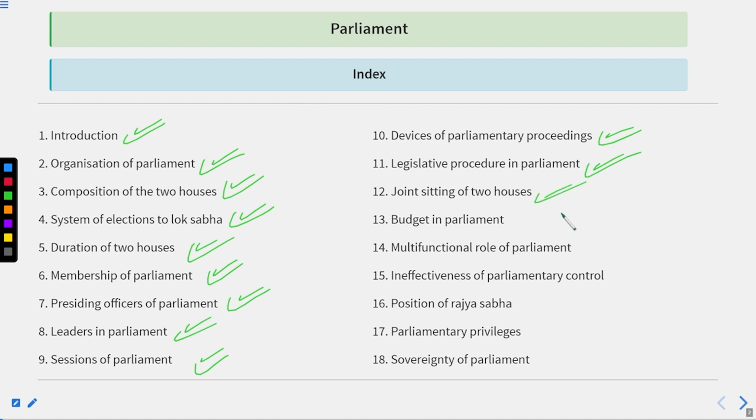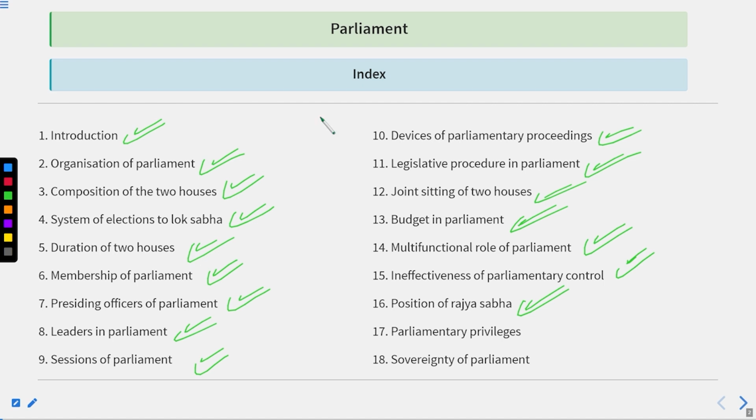the joint sitting of two houses, the budget in parliament, the multifunctional role of parliament, the ineffectiveness of parliamentary control, and the position of Rajya Sabha. So these are the topics that we have covered so far.